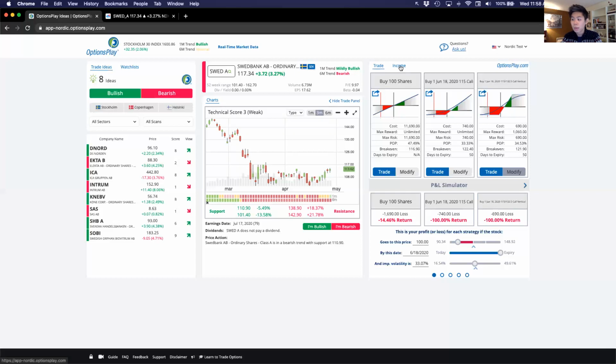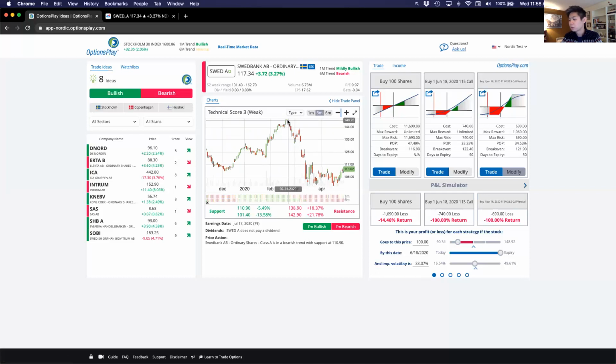Another strategy that you can think about if you want to own the stock, right? So, think about this stock. This stock was trading at almost 150 crowns here in February.